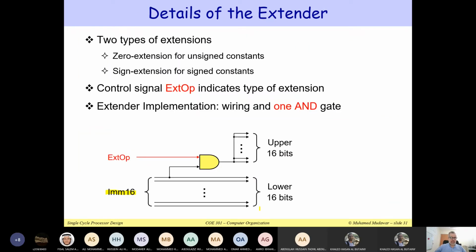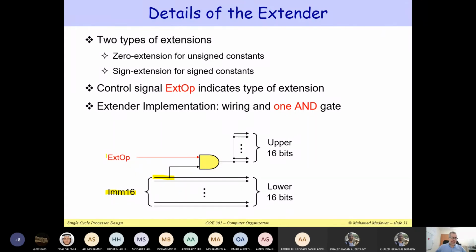There are two ways to extend. Either we can use zero extension, so all the upper 16 bits will be all zeros, or we can use sign extension. So here the sign bit of the immediate, okay, so this wire, which is the most significant bit of the 16-bit immediate, becomes the sign of the immediate. This is when we have a signed immediate constant. So this has to be replicated 16 times, according to the sign bit.